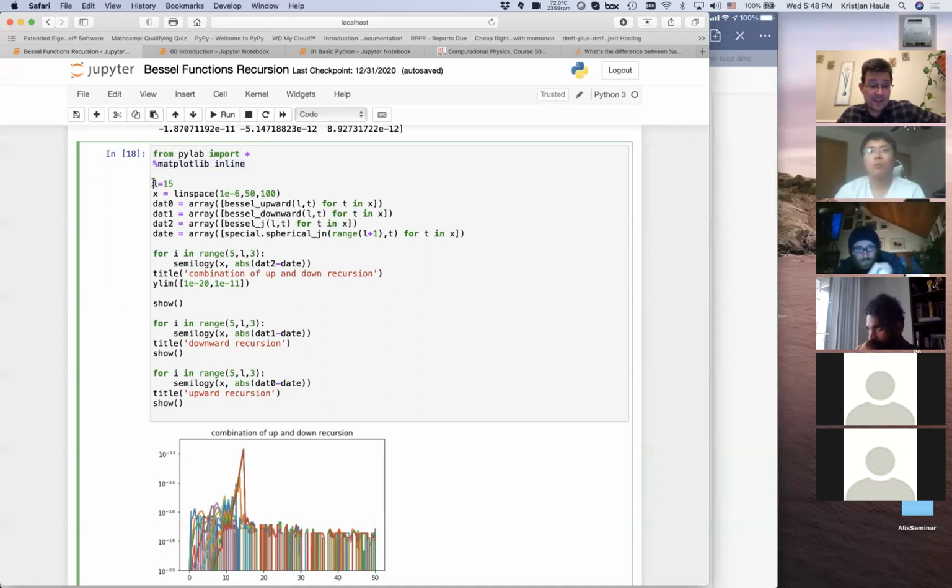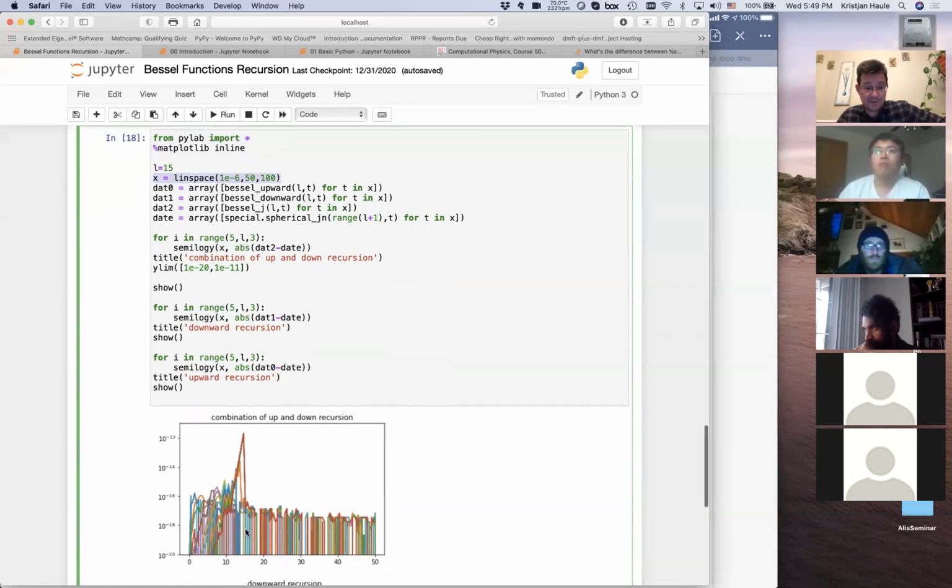Okay, so what we're going to do then is we're going to take L is 15, and then we're going to take X between a very small number like 10 to the minus 6 to 50 with 100 points. So we're using 100 points between 0 and 50. Okay, so here this plot is supposed to demonstrate this. So X goes from 0 to 50, and in the y-axis we are plotting Basal functions. And we have all kinds of L from 0, 1, 2, 3 to 15.